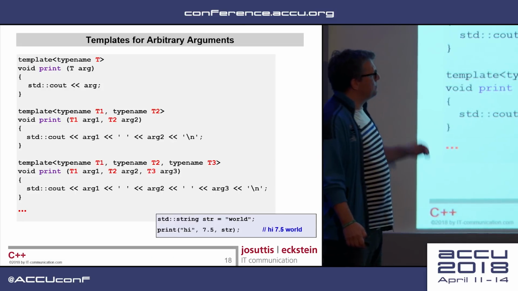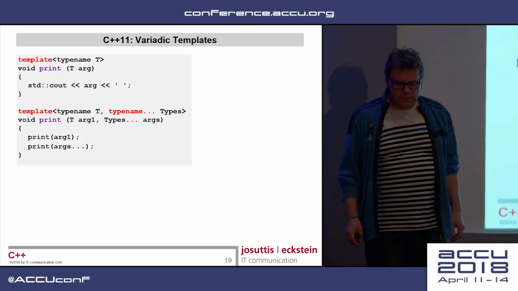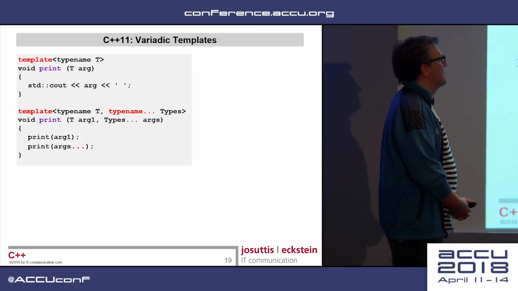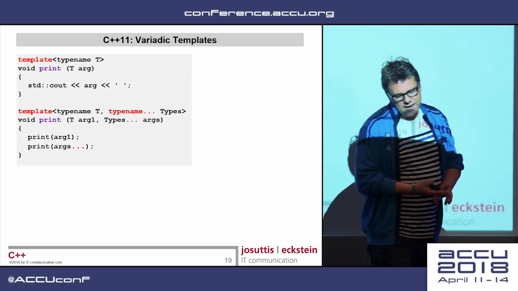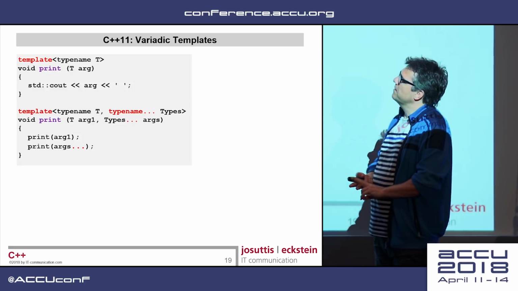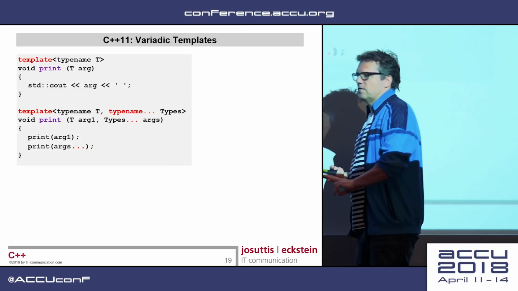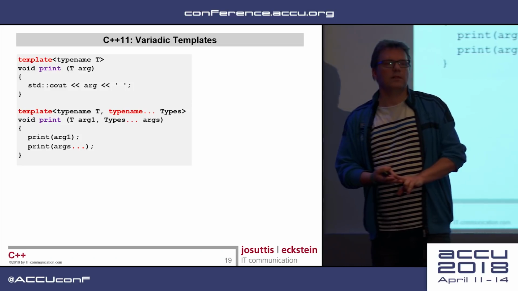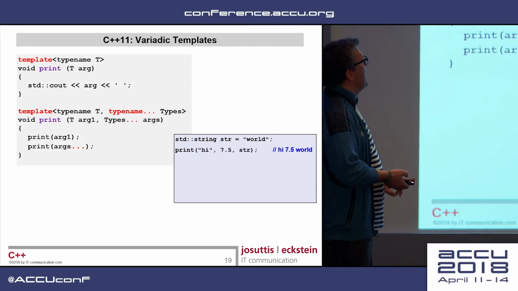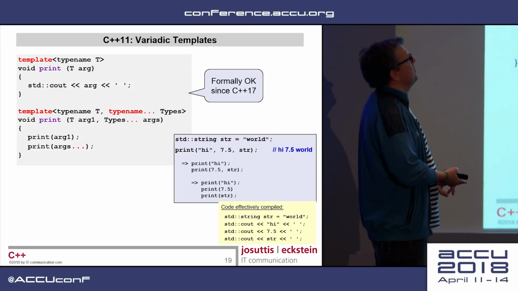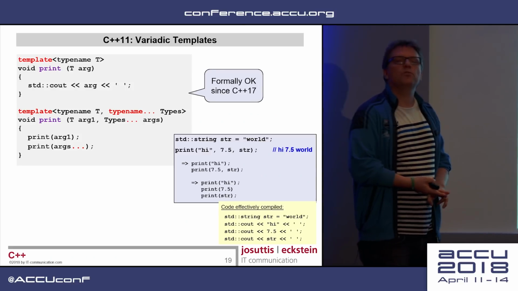So we can do better. We can say something like this. So we can say, I have a variadic template now, taking a variadic list of arguments. We call ourselves recursively, and we need an end criterion. So in this case, the end criterion is just the print taking one argument. The funny story with this is that this was formally invalid in C++11, but it worked with every compiler. And we fixed this in C++17. So this is formally okay since C++17, but since C++11, you could do that.